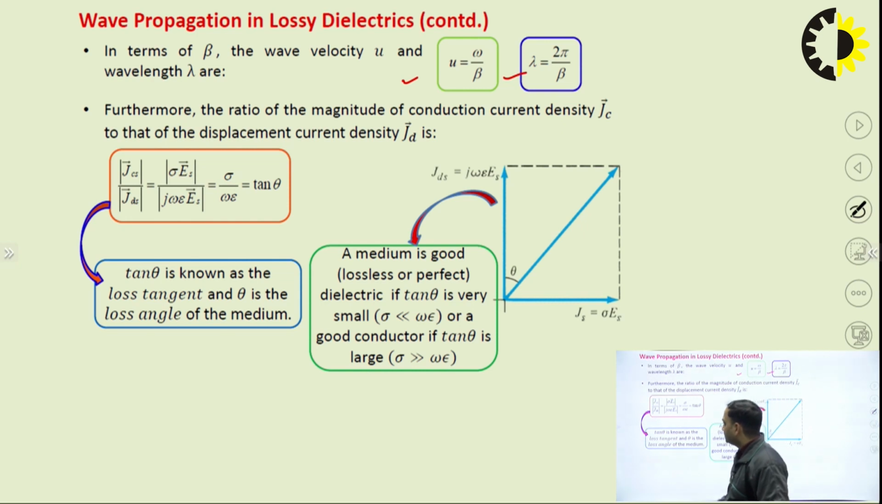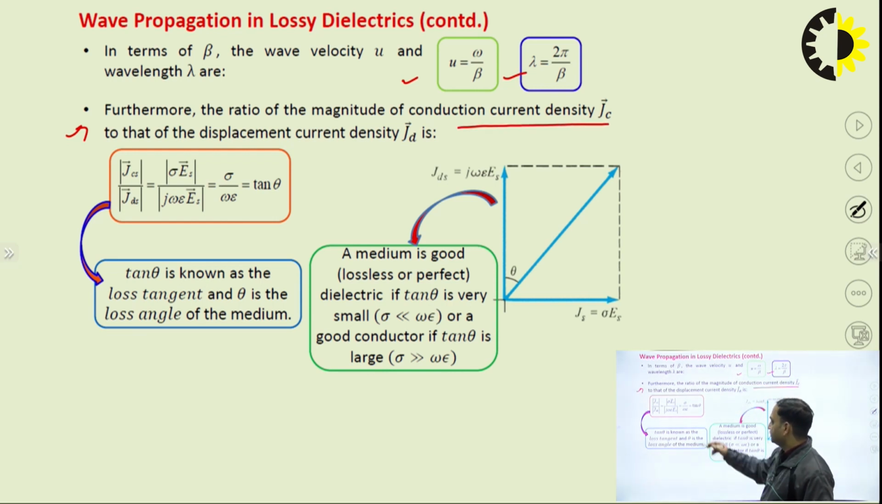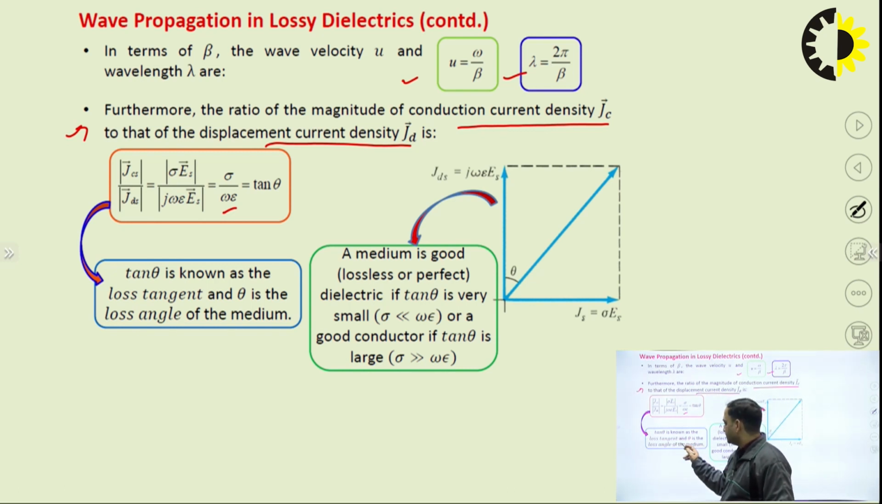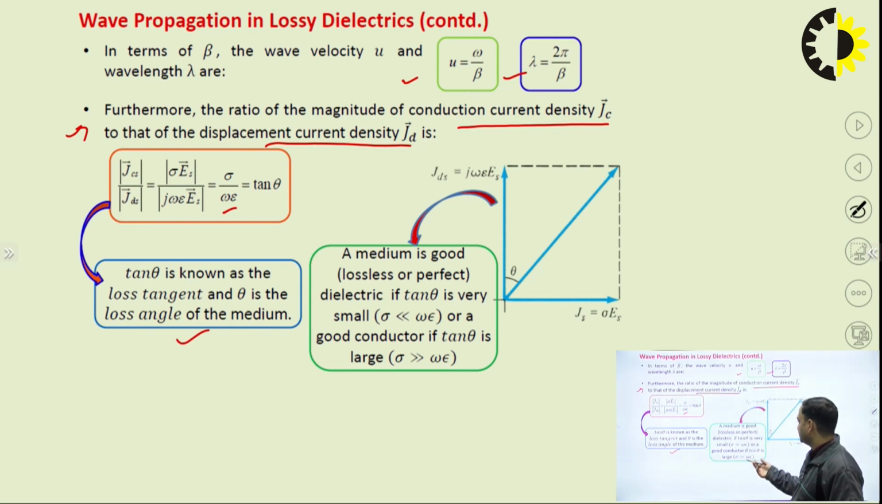Then we have another term, the loss tangent. This loss tangent is defined as the ratio of the magnitude of the conduction current density Jc to that of the displacement current density Jd. That is equal to sigma upon j omega epsilon, equal to tan theta. So tan theta is known as the loss tangent, and theta is the loss angle of the medium. In the case where the medium is good, the lossless or perfect dielectric will occur.